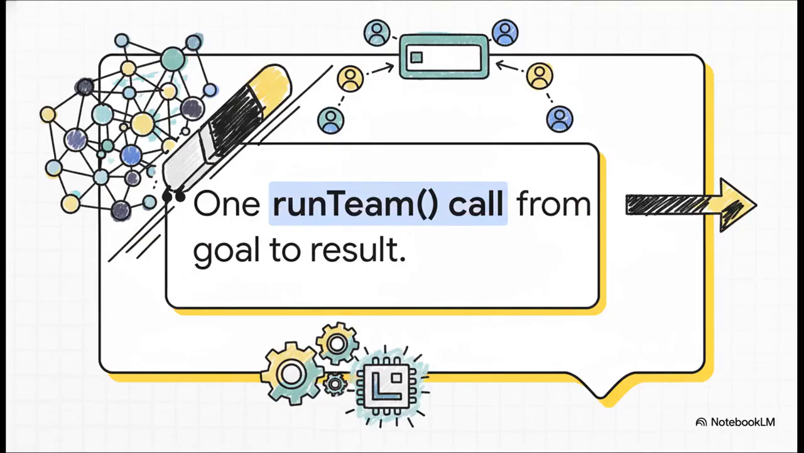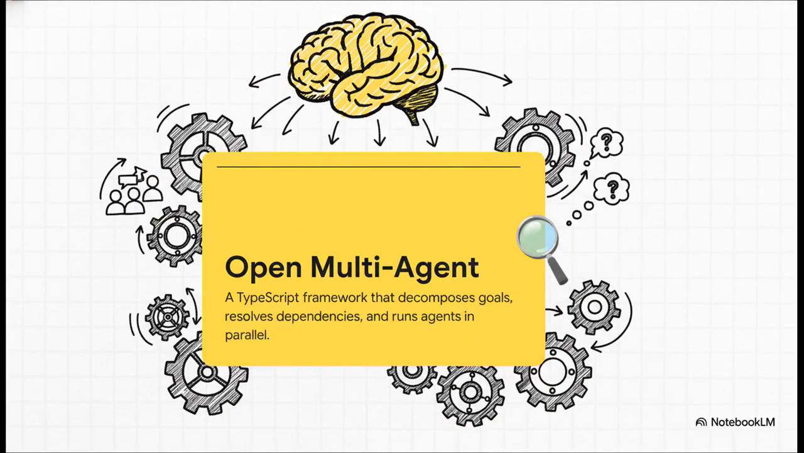But what if you could throw all of that away and replace it with this, a single function call? That's the promise from a project called Open Multi-Agent, and honestly, it's a total game changer. Okay, so what is it exactly? Well, Open Multi-Agent is a framework built entirely in TypeScript. Its whole job is to take a big goal you give it, automatically break it down into smaller steps, figure out which steps depend on others, and then run everything it can in parallel to get it done fast.